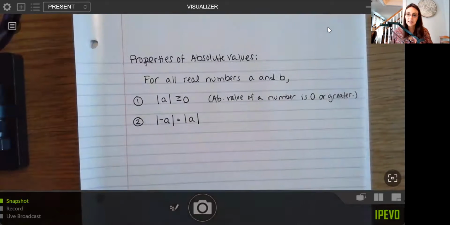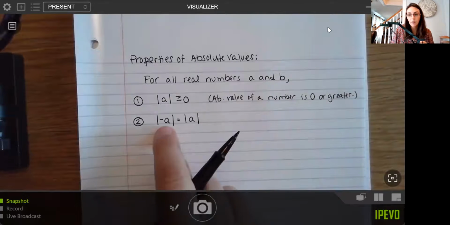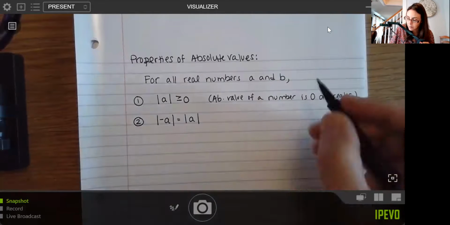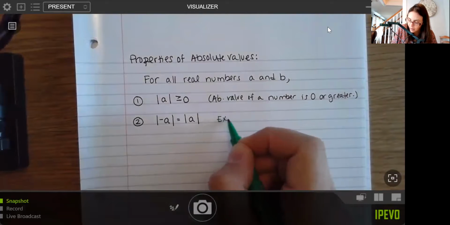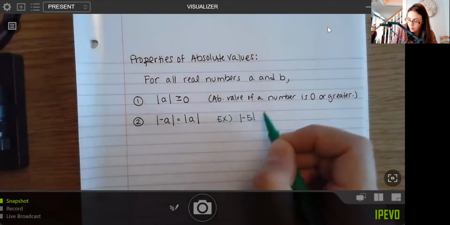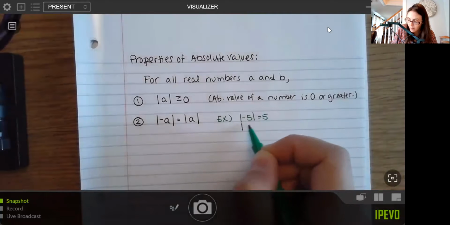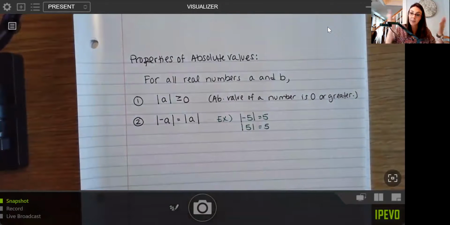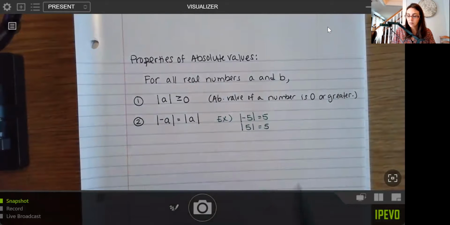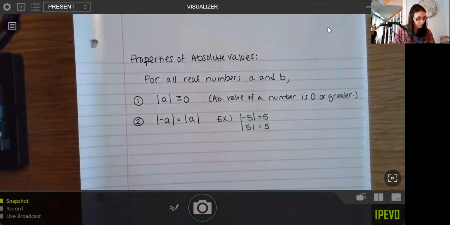The other thing is that if you have the same value, but one's positive or negative, and we take the absolute value, it's going to give the same result. For example, if I have the absolute value of negative 5, that would be 5. And the absolute value of 5 is also 5. So if you have the same number, but they're on opposite sides of the number line, you're still going to get the same answer. And that's really what this rule says here.